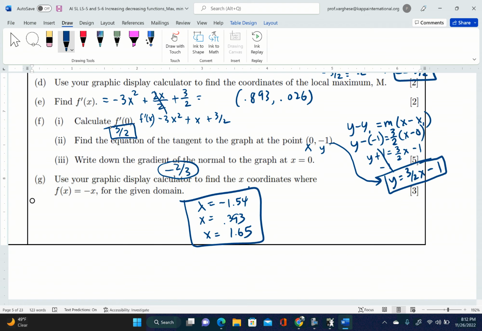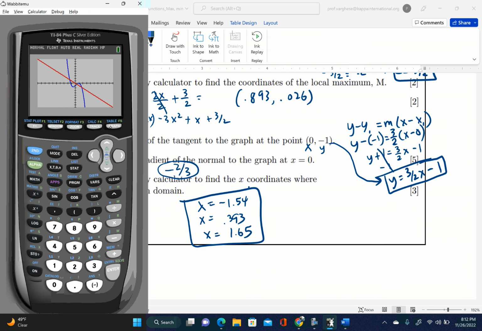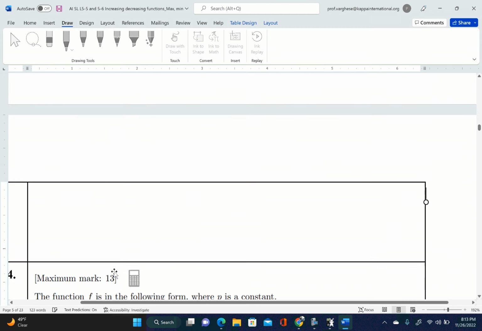Again, I'm looking for the 3 points of intersection, 1, 2, 3, by hitting second calc, option number 5, and then doing your little enter, enter, enter. Okay, so that's how I get all 3 of those coordinates. I just repeat that. All right.